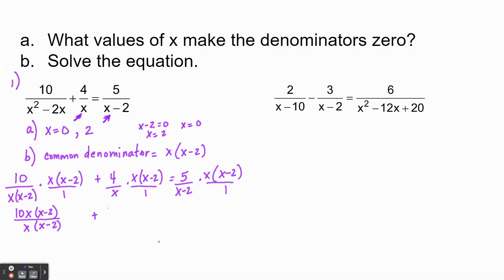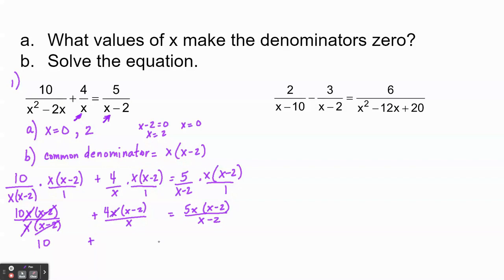Okay, let's do it with the second fraction. I get 4x times x minus 2, and that's divided by x. And then I get 5x times x minus 2, and that's divided by x minus 2. Now, let's cancel what cancels. I want you to see in the first one, the x's cancel, and also the x minus 2's, I'm left with 10.